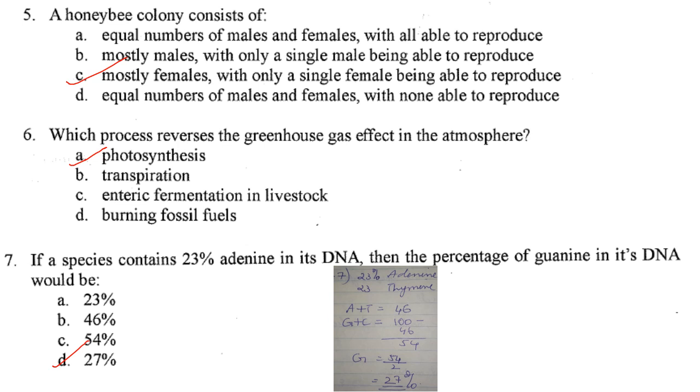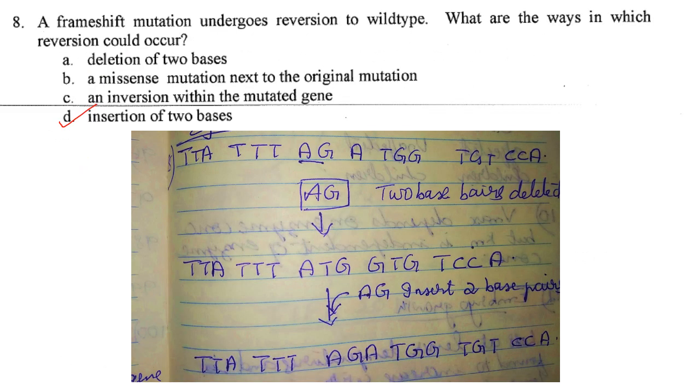Now, next question. If a species contains 23% adenine in its DNA, then the percentage of guanine in its DNA would be. So 23% adenine means it will have 23% thymine also. So A plus T will be 46. Now G plus C will be 100 minus 46, that is 54. They have asked for the percentage of guanine, so 54 divided by 2 will give you 27%. Answer is option D.